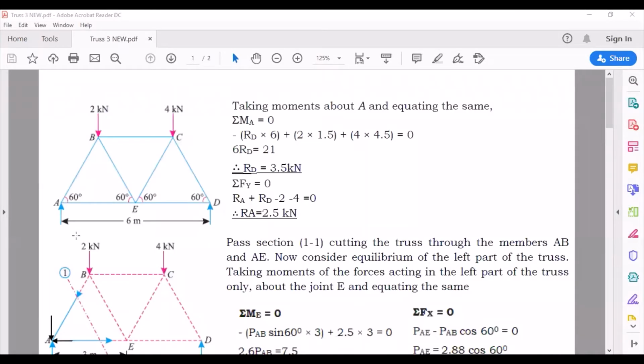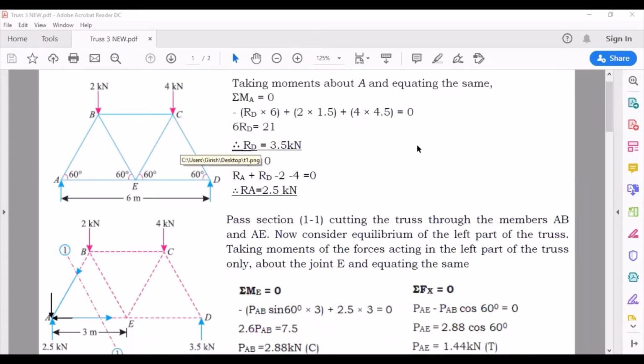Okay. Now we have a truss here that is 6 meter span, which is subjected to 2 point loads, that is 2 kilonewton and 4 kilonewton at B and C. Now we are going to analyze this truss by using method of section.